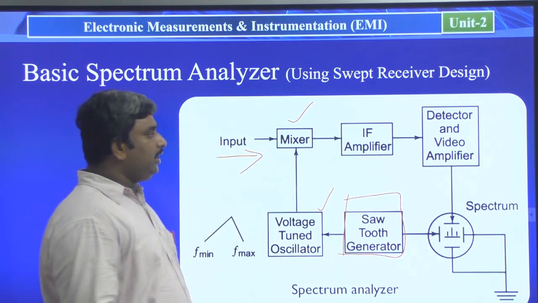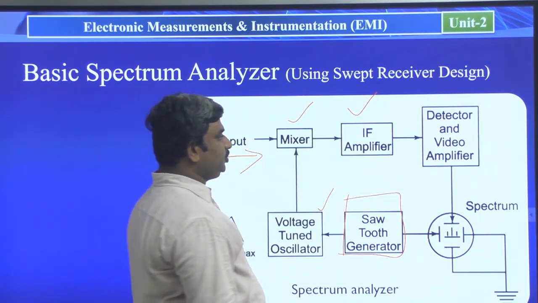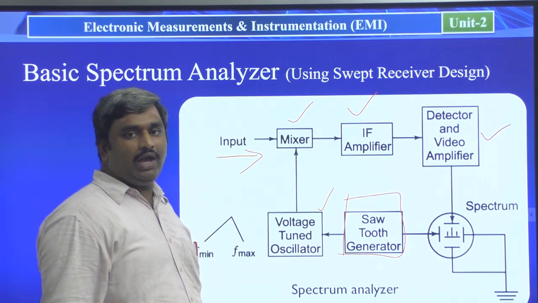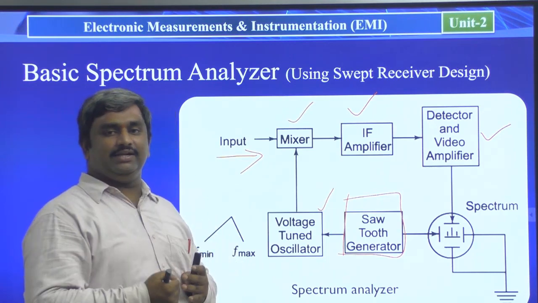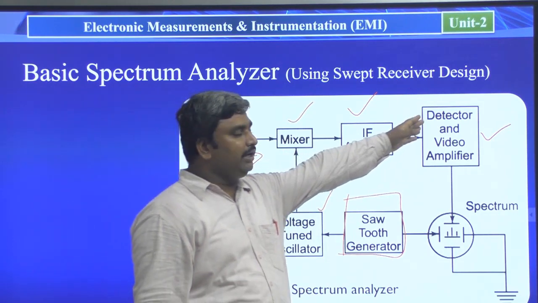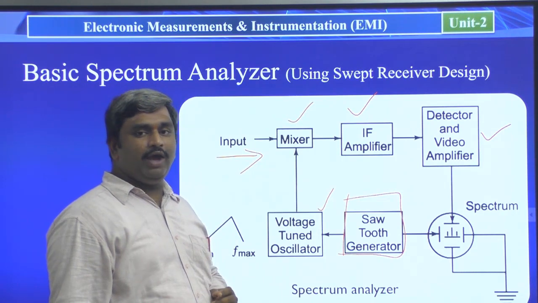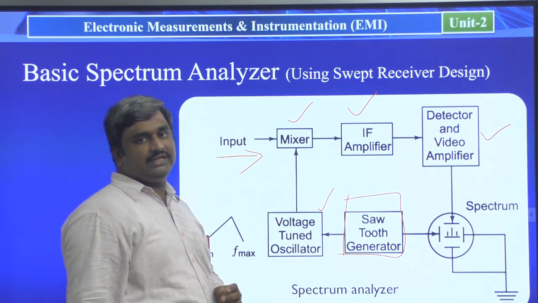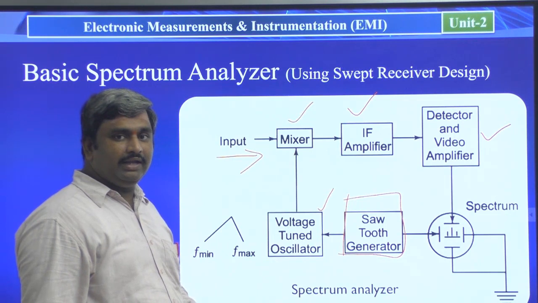Next we have the IF stage, the intermediate frequency amplifier stage. Next, the detector and the video amplifier circuit. Whatever frequency signals we want to see, we can detect here perfectly. With the help of this video amplifier circuit, we can see the signals on the spectrum. So this is the spectrum analyzer block diagram.